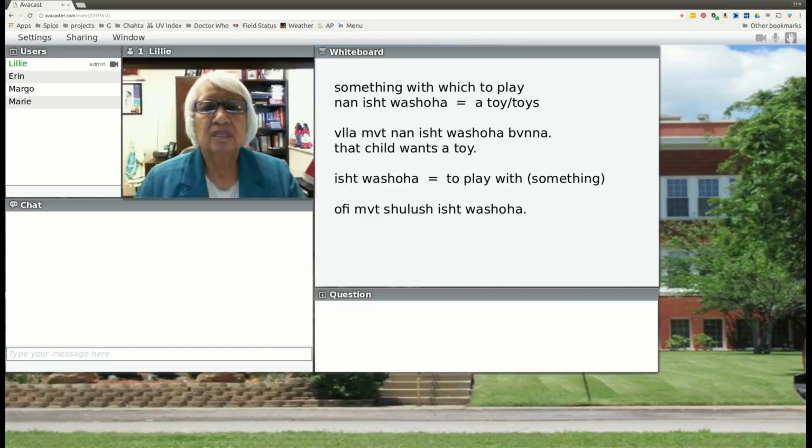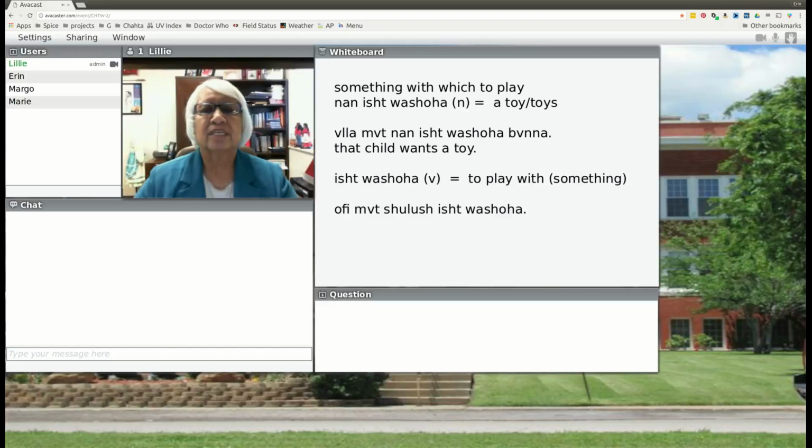So a lot of times when we see the isht, like ishtimpa can be a noun, and it can also be a verb, meaning to eat with. Something with which to eat, ishtimpa. I'm going back to the isht, I know, but I'm trying to get a better understanding as we move forward how this is going to be understood through context.